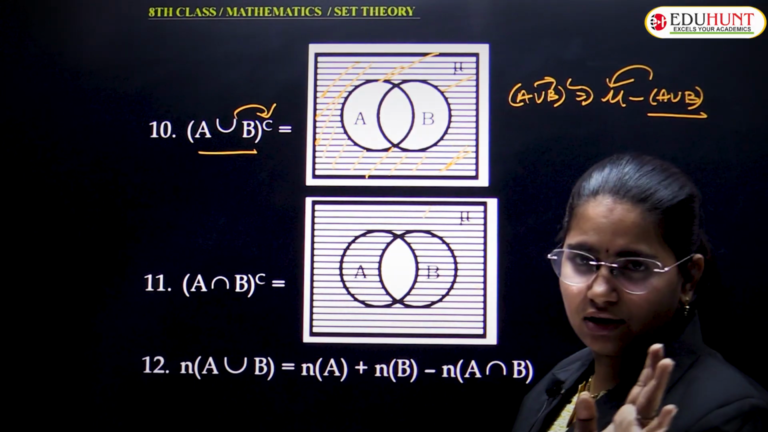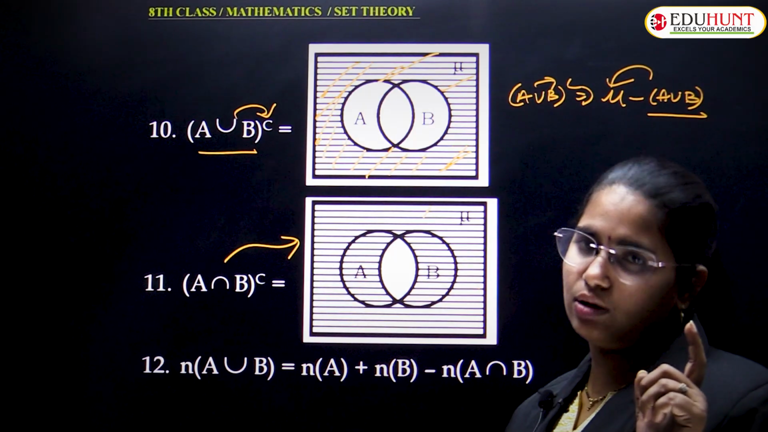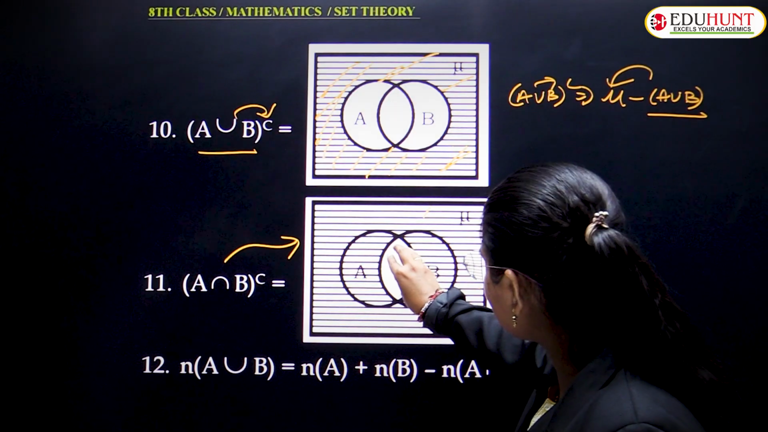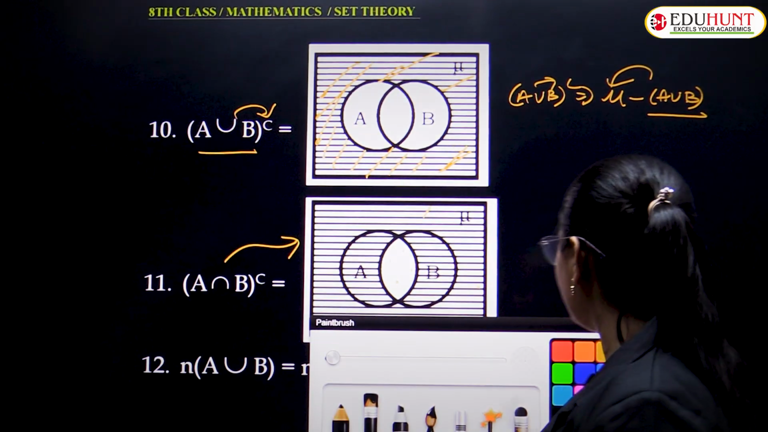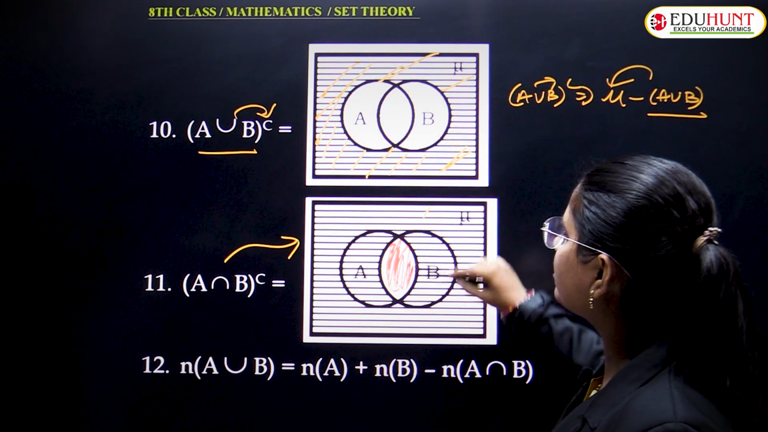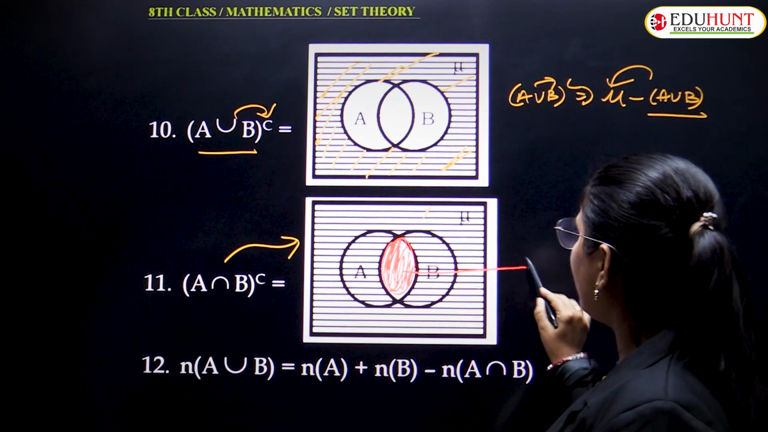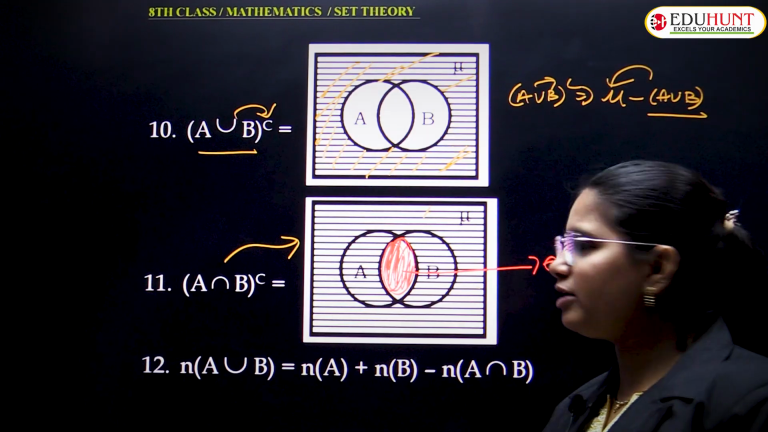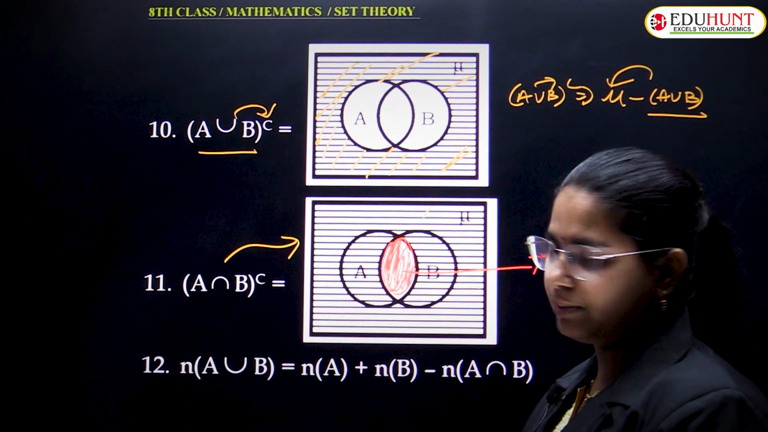Understood? Right? Yes. Next is nothing but A intersection B whole complement. A intersection B is this part. Can you see here? I will represent it with another color. Except this part, everything else should be labeled. This is actually A intersection B. A intersection B whole complement means the complement of A intersection B, so everything else should be labeled, right?